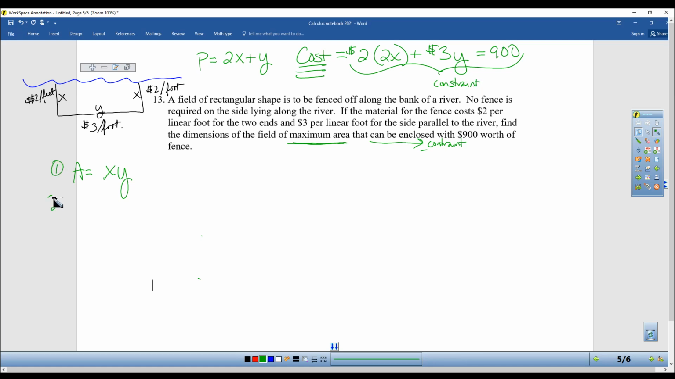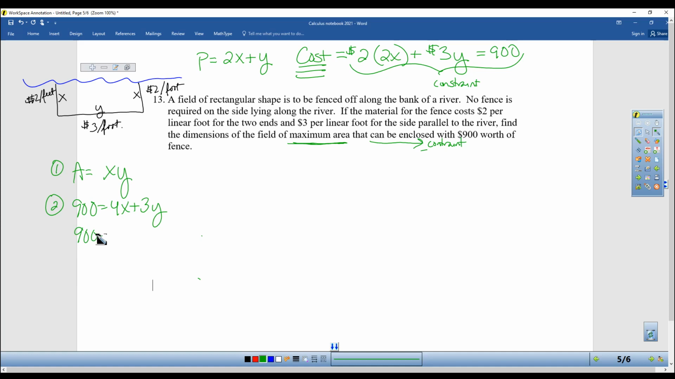So I know some of you are still putting your steps in, and that's okay. 900 is equal to 4x plus 3y. All right, we'll move a little faster on this one. So the purpose of the constraint is to reduce the main equation to only one variable. It's just x times y. It doesn't matter which one you get rid of.